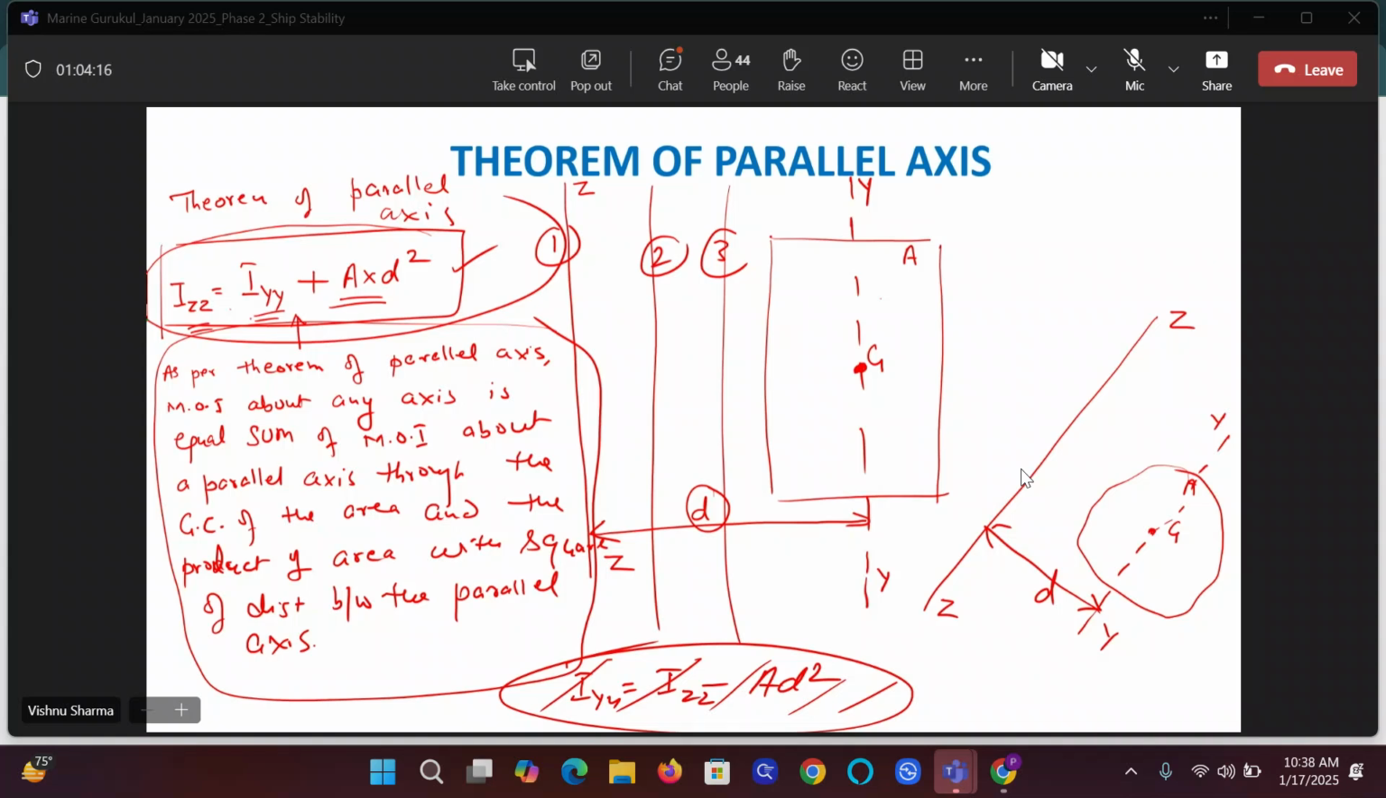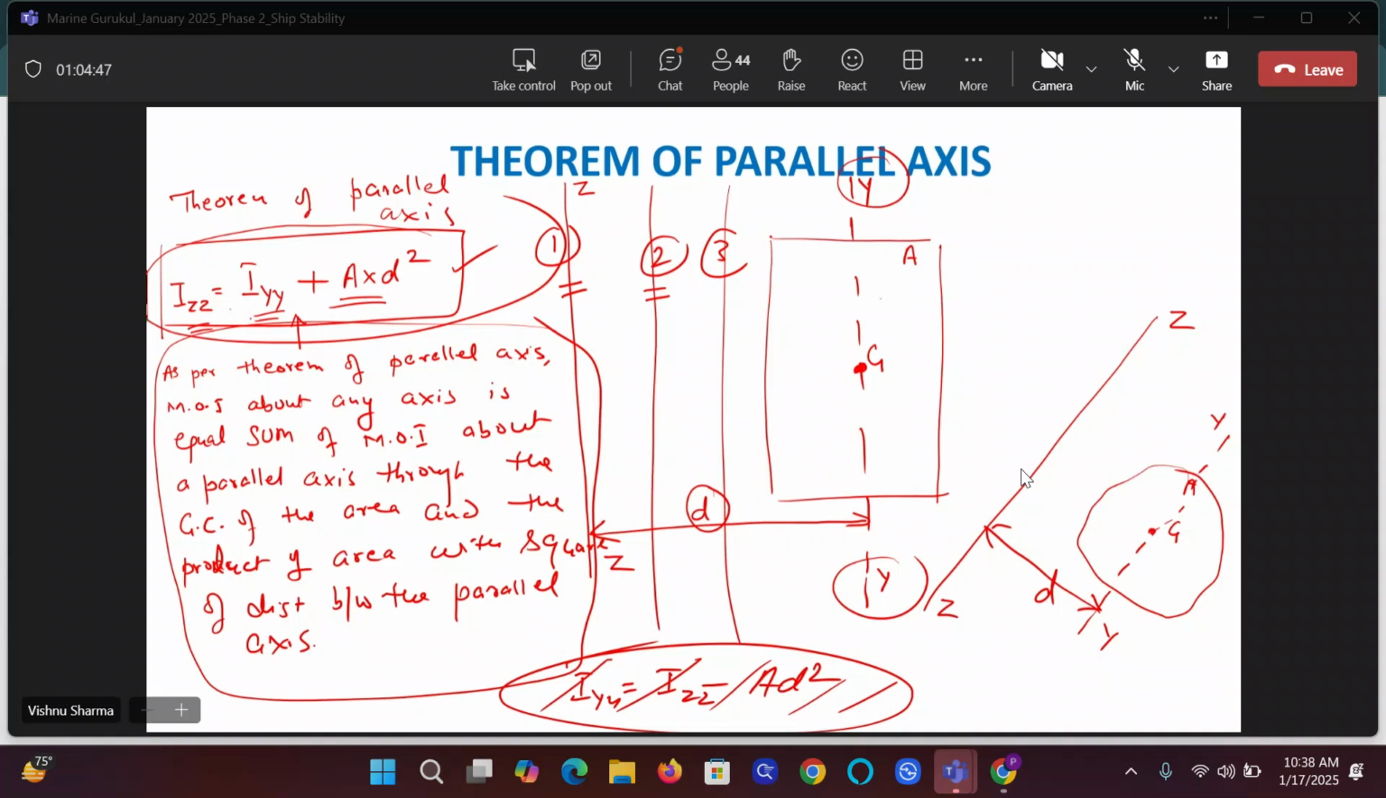Because if I have to deploy the theorem of parallel axis, then one of the axes has to pass through the geometric center. You cannot directly apply theorem of parallel axis between this axis 1 and axis 2. Am I clear, beta? Just because 1 and 2 are parallel does not mean you can apply theorem of parallel axis. For theorem of parallel axis, the two axes must be parallel and one of them must pass through the geometric center. Am I clear, class? Yes, sir.